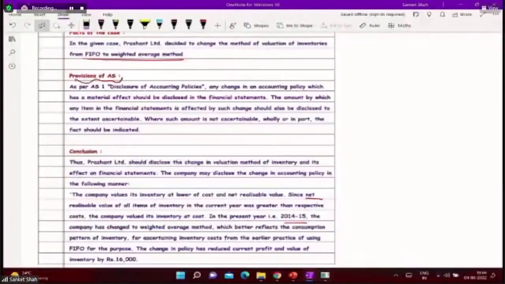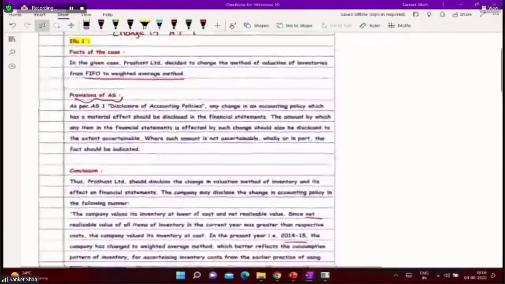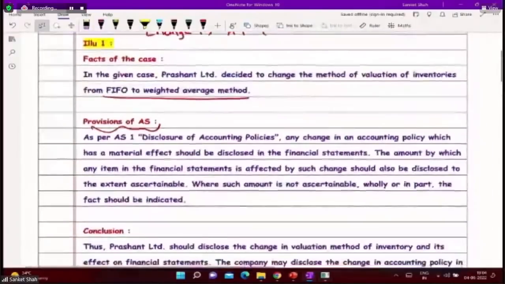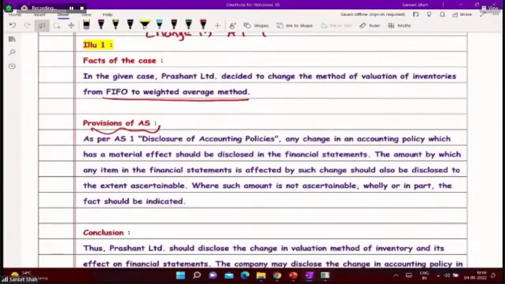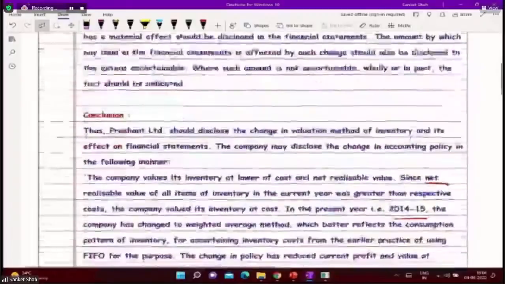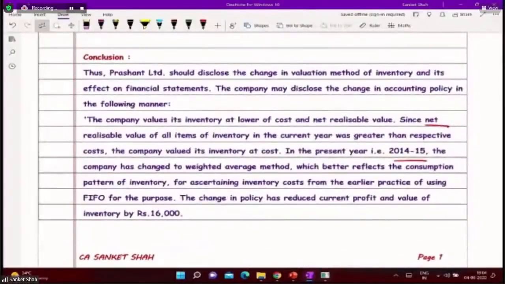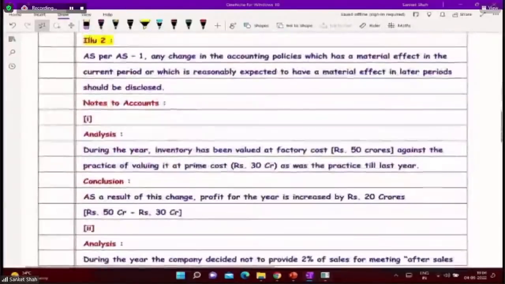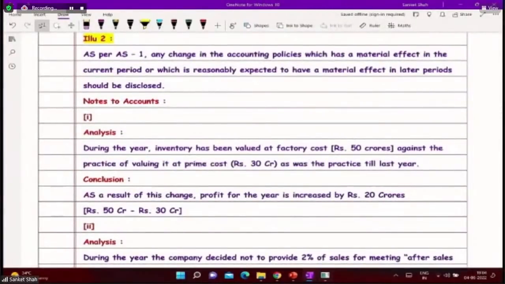Chalo. Facts of the case. This is ILU 1. ILU 1. अच्छा, थोड़ा बड़ा कर लेता हूँ. हाँ, ILU 1. Take a screenshot. ILU 1. Conclusion. ILU 2.